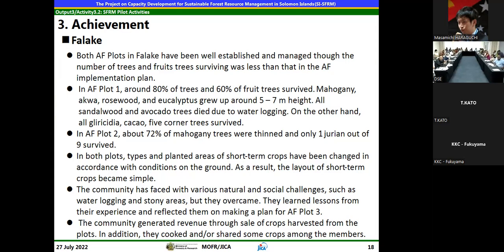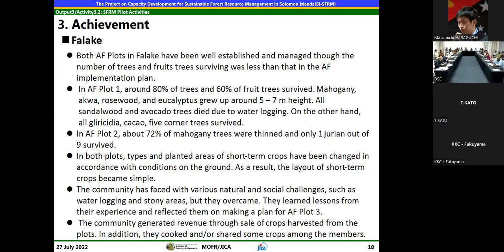However, Gliricidia, cocoa, and five-corner trees also survived. In agroforestry plot 2, about 72% of mahogany trees were thinned, and only one durian out of 9 survived. In both plots, the types and planted areas of short-term crops changed, with shade in a forest condition. As a result, short-term crops became simple.